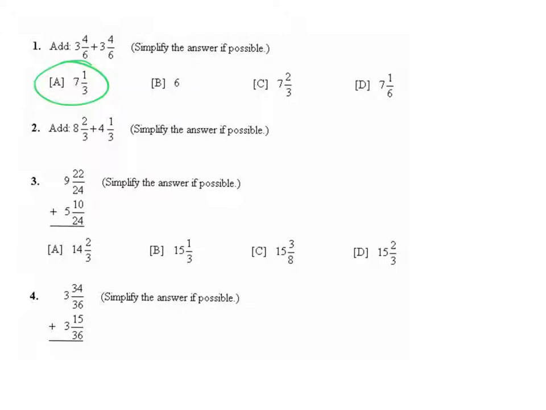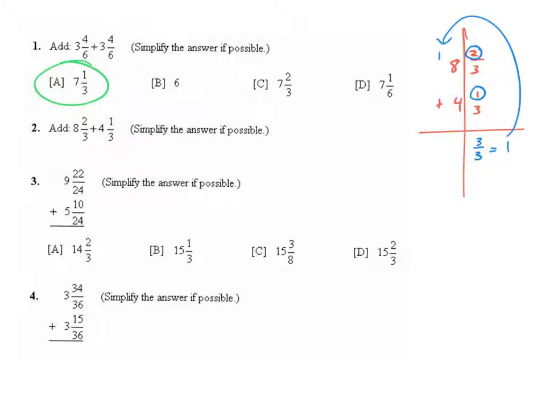Question 2 says add 8 and 2/3 to 4 and 1/3. Again, I'm going to separate my whole numbers from the fractions. Because I already have a common denominator, I can just combine the numerators. 2/3 plus 1/3 is 3/3. 3/3 is an improper fraction, but it is equal to one whole. And that whole I can just carry up here. So I have 8 plus 4 plus 1, which equals 13 wholes.